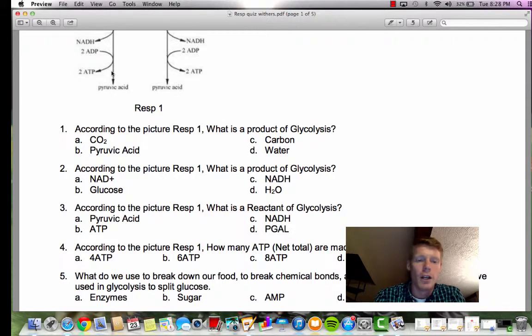Question 5. What do we use to break down our food, to break chemical bonds, and speed up reactions, such as we use in glycolysis to split glucose? A. Enzymes, B. Sugar, C. AMP, or D. Acids? So what do we use to break down our food, chemical bonds, and speed up reactions?